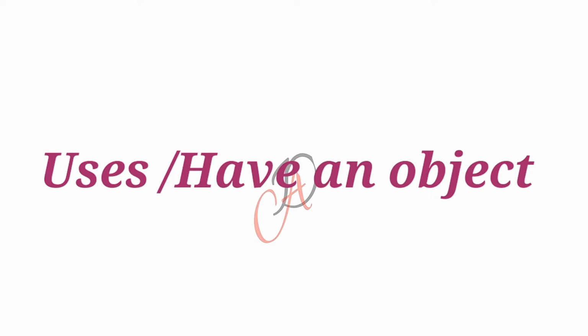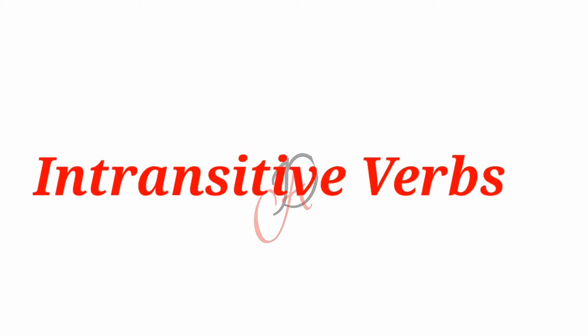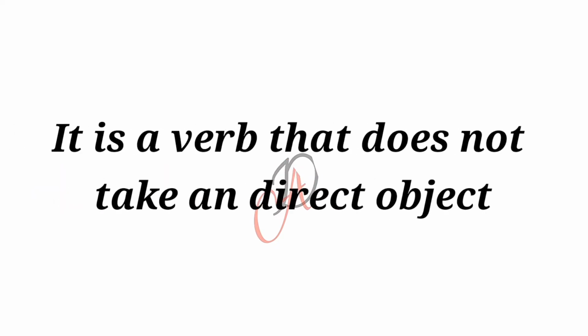Let's move on to the next type of verb, that is intransitive verb. It is a verb that does not take a direct object. It means there's no word in the sentence that tells who or what received the action of the verb. For example, it rained. The next one, my store opened. In both the examples, rained and opened are verbs, but they're intransitive verbs as they do not require any object to make sense.